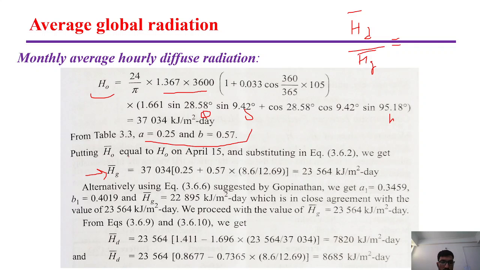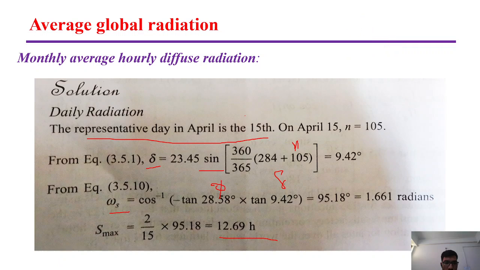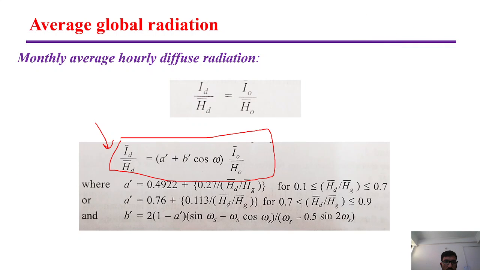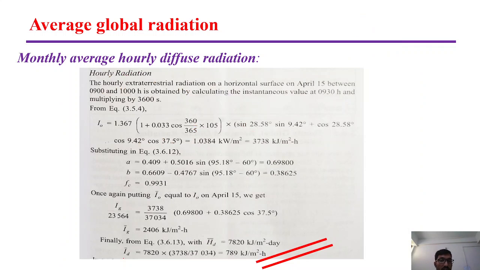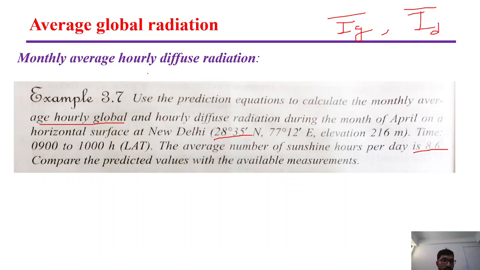Once we know all these things, we put them in the equation and calculate the value for HD. The value for HD can slightly vary if we follow another empirical equation. Once we know the value for HD, we have to calculate the value for ID. HD was the monthly average daily diffuse radiation, and now we have to calculate the hourly diffuse radiation.